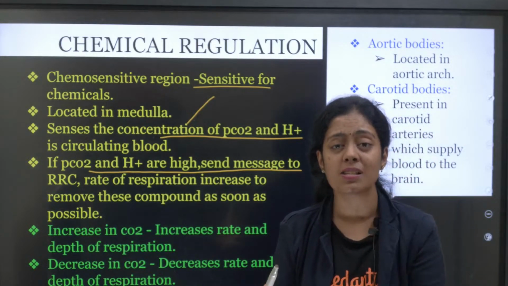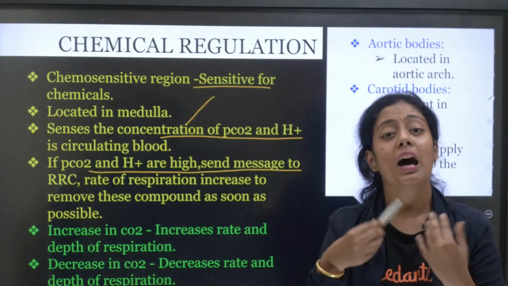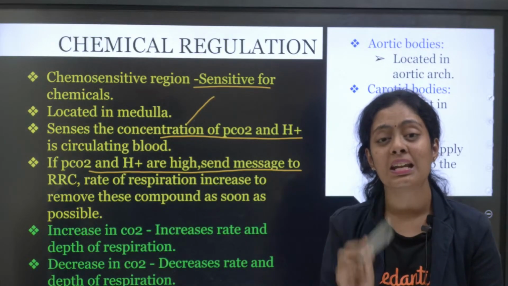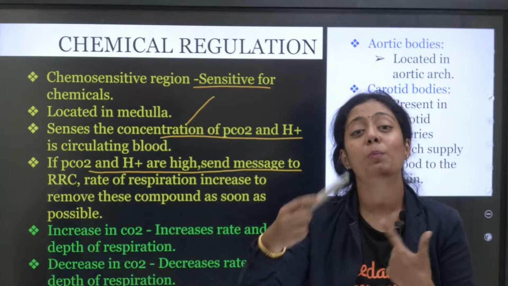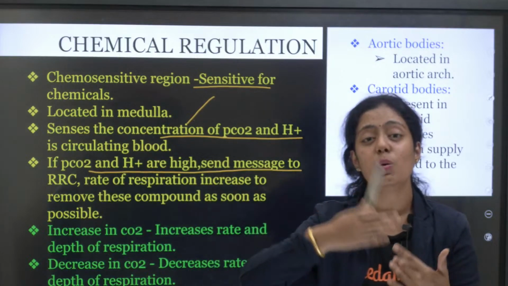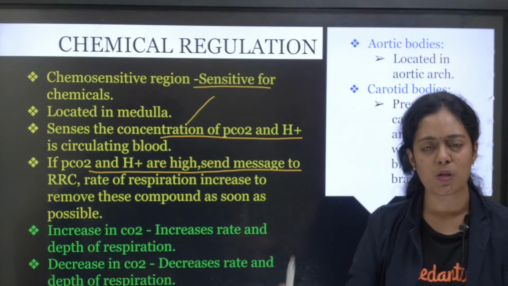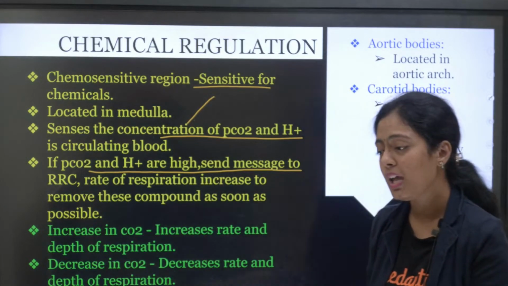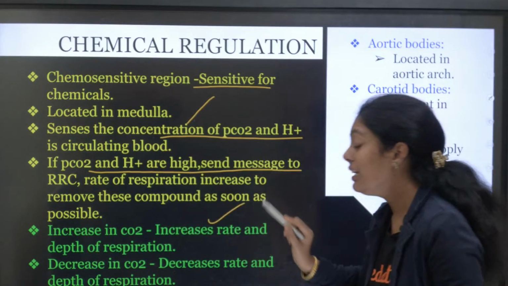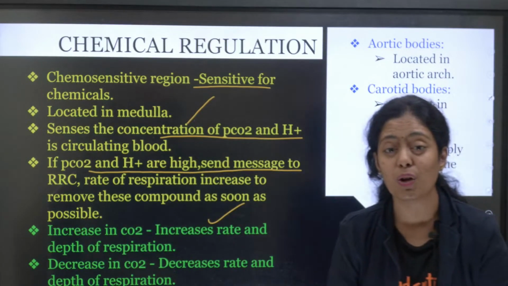If there is a small toxic substance, if your carbon dioxide is high, your respiratory rhythm center is activated, your breathing rate becomes faster and you breathe out all the excess carbon dioxide. Very important point. Okay, increase in carbon dioxide increases the rate and depth of respiration.